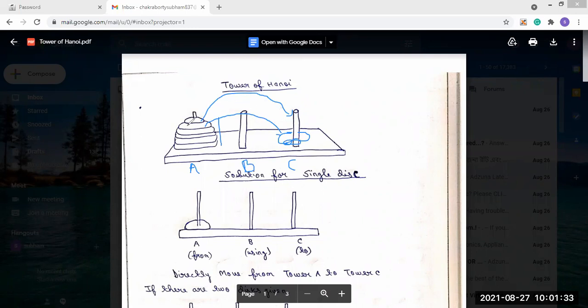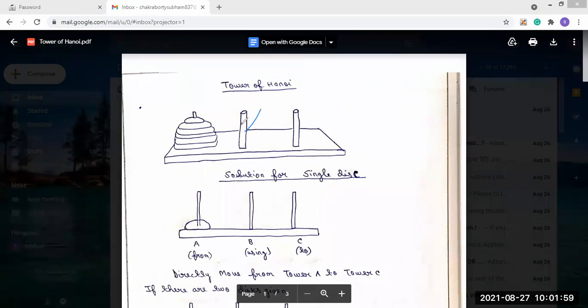But if we try to move the disks like this from tower A to tower C, then what will happen? The smallest disk will come last, and after that the larger disk will come over it. If we want to move like this, we will see how we will move these disks one by one, and that's why we use this tower.